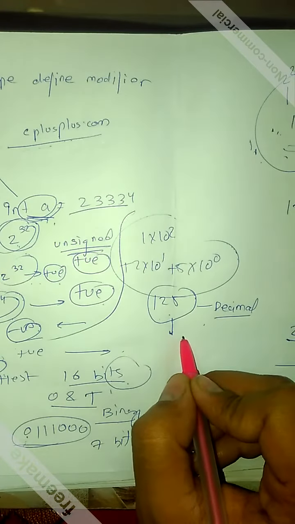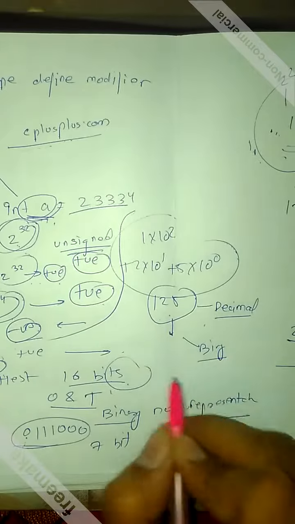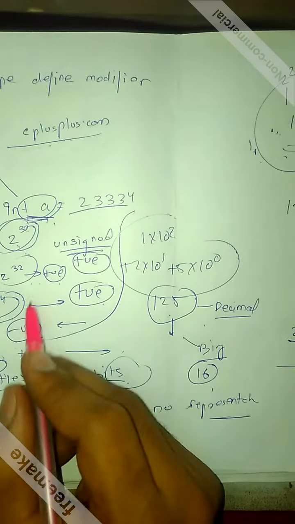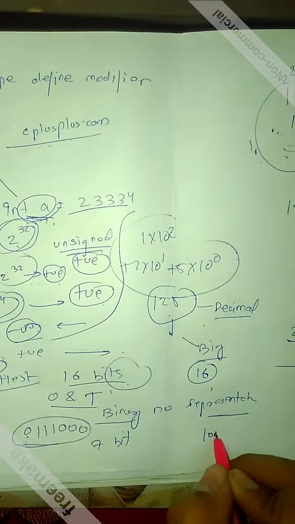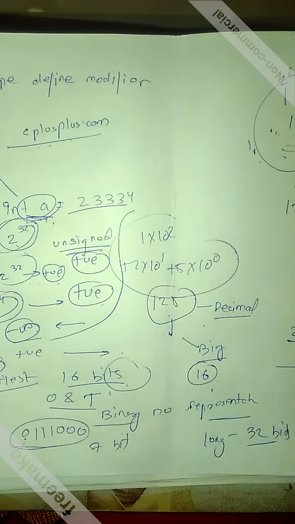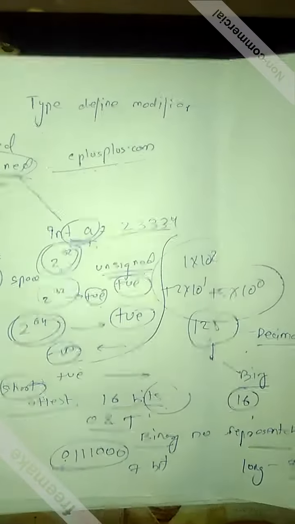If we convert it to a binary number, then it can have at least 16 bits. Then it is a short number. And if we talk about long, then it will have 32 bits. I think this concept is clear to you, what I am trying to say. Now I will move forward and discuss further basics of the programming language C++, which is derived data types.